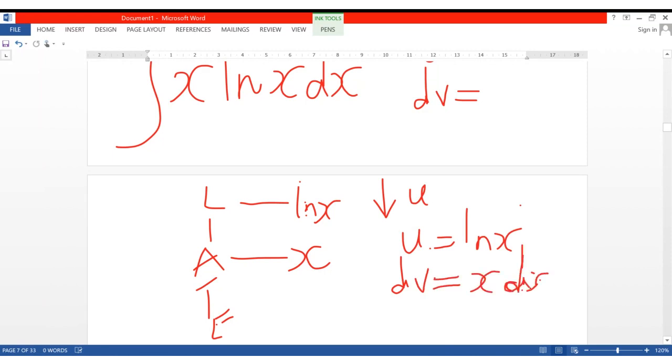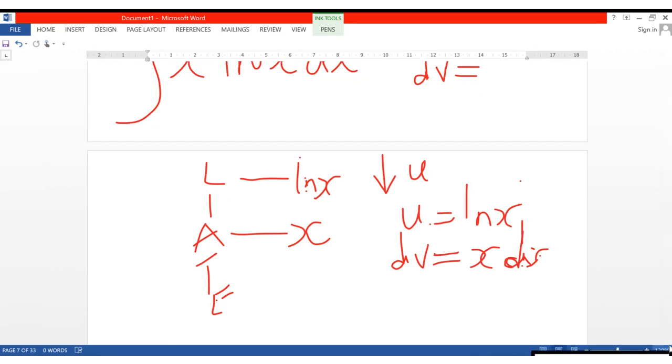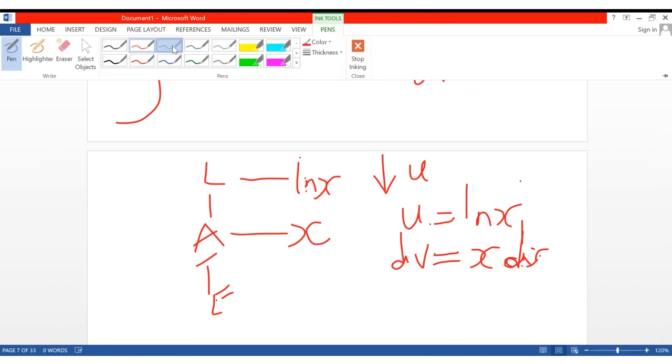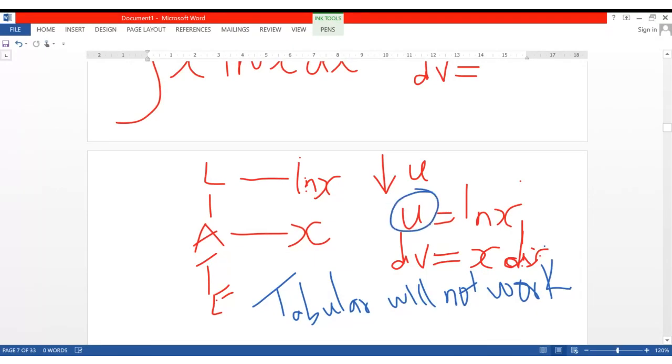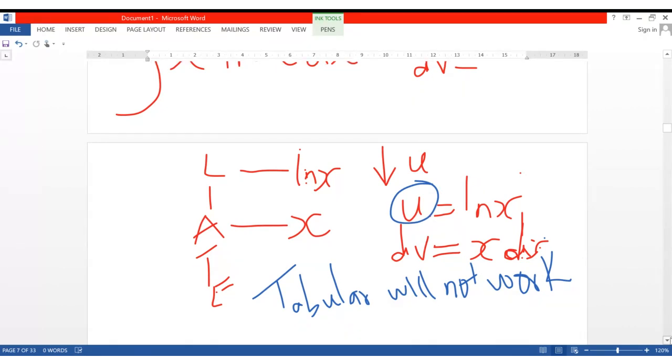And here my dv will be the remaining function, which is x dx. So this one, the tabular cannot work. Why? Because you can see that your u is not algebraic. Algebraic is the x, the x squared, x to power 3. So tabular will not work for that one, because my u is not algebraic. It is ln, logarithmic. So the tabular only works when you have u to be algebraic.